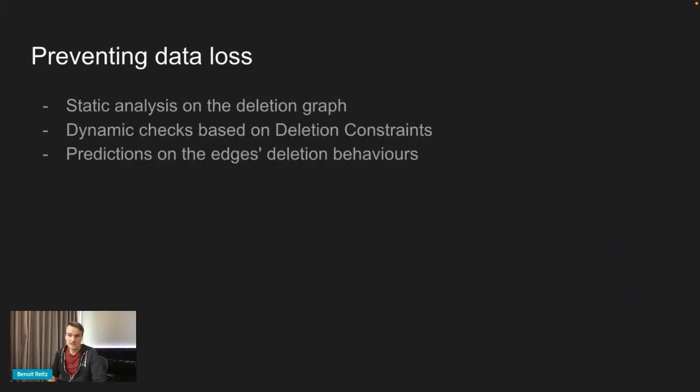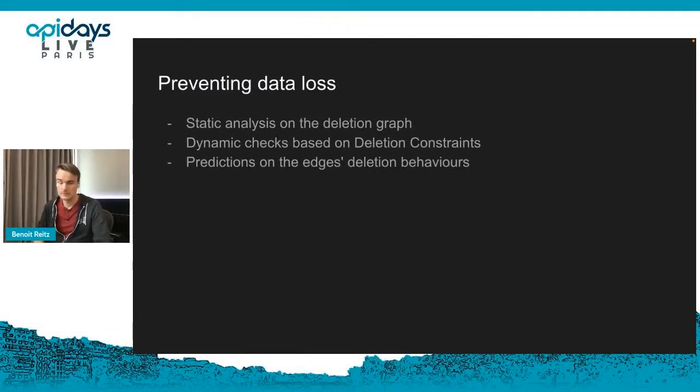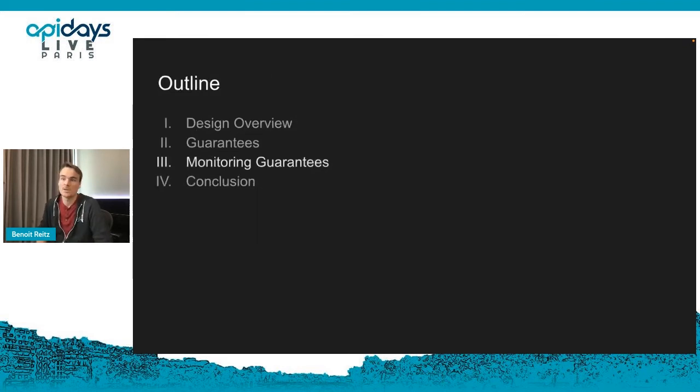We have some ways of preventing data loss. None of them is foolproof. So we do static analysis on the deletion graph. We do dynamic checks at runtime. And we also look at the way the graph is to run predictions on the edges' deletion behaviors to try to find misconfigurations that might have been otherwise unnoticed.